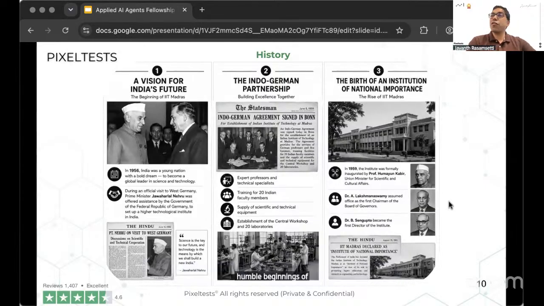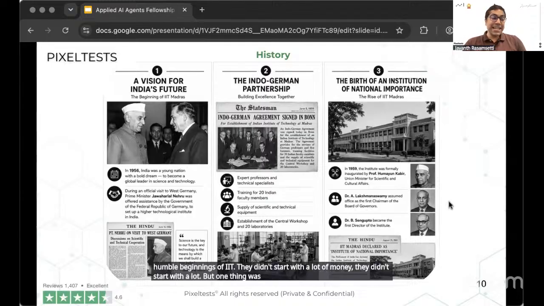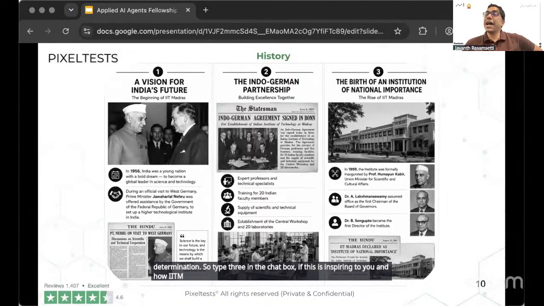They didn't start with a lot of money, they didn't start with a lot, but one thing was they had the passion and the zeal and the determination. So type 3 in the chat box if this is inspiring to you and how IITM Pravartak IIT Madras was launched.